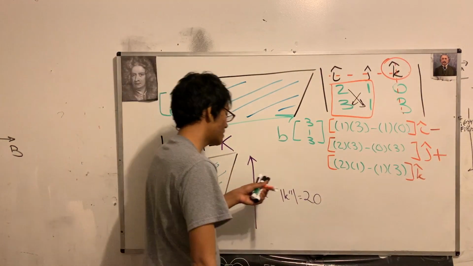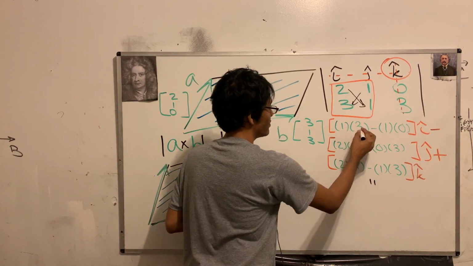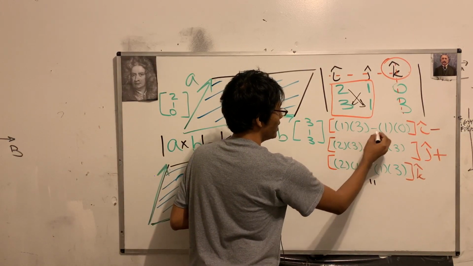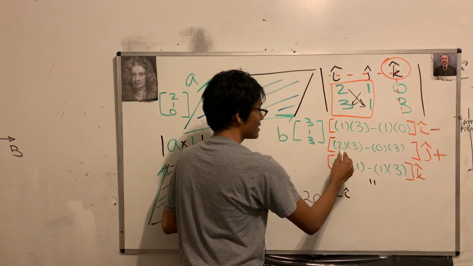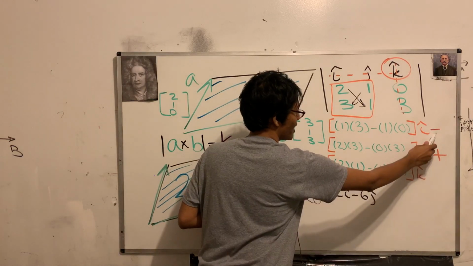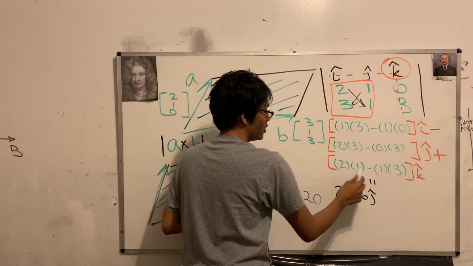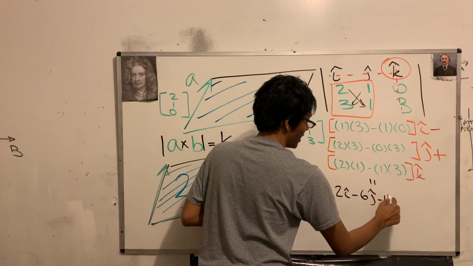Okay, so can we simplify this a bit? Well, it turns out we can. What's 1 times 3? Well, that's just 3 minus 1. So I'm going to have 2 i hat. 6 minus 0 is minus 6 j hat. That minus sign comes from here. 2 minus 3 is just negative 1 k hat.